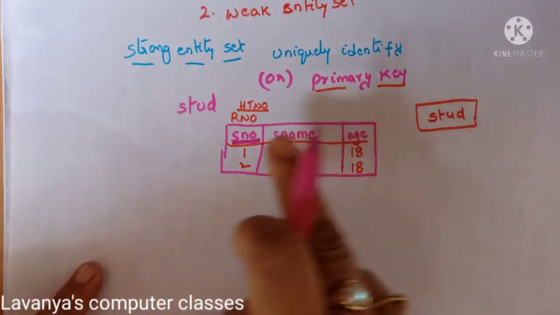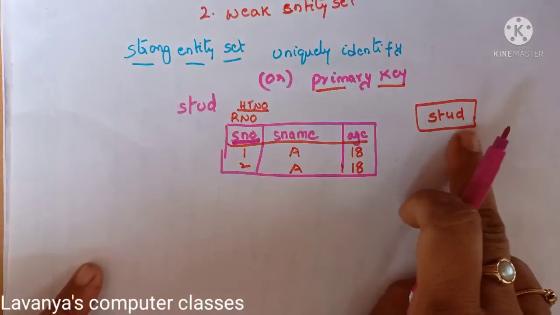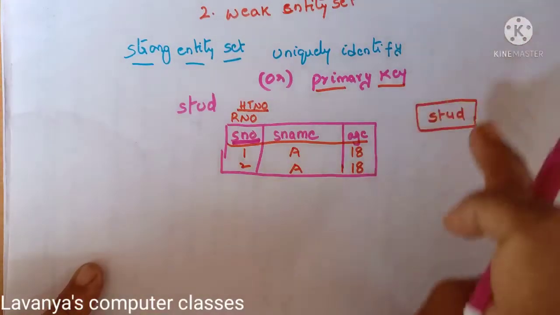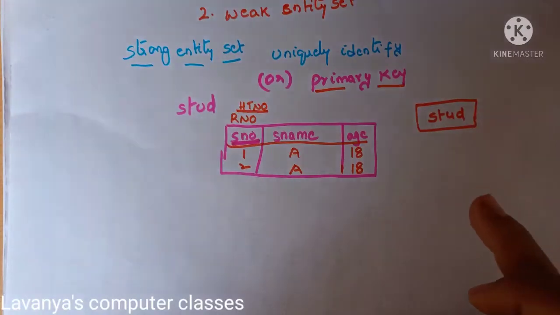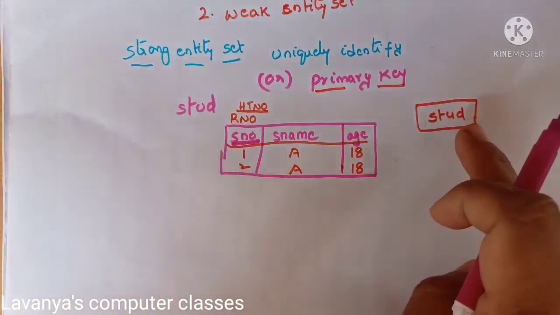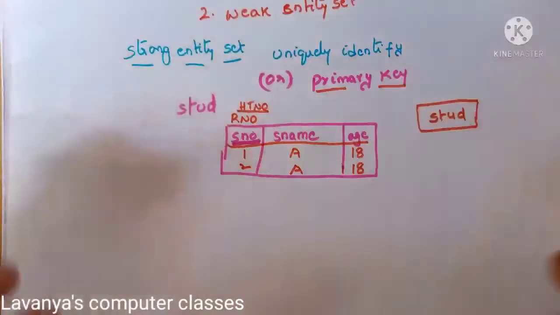If an entity set has a primary key, that is called a strong entity set. A strong entity set is represented like a normal rectangle symbol only. So this is the definition of a strong entity set. What does strong entity set mean? Any entity set with a primary key is known as a strong entity set.